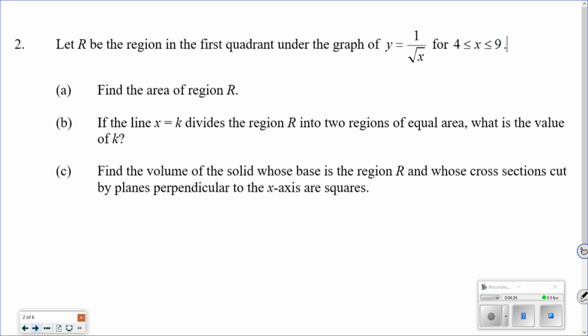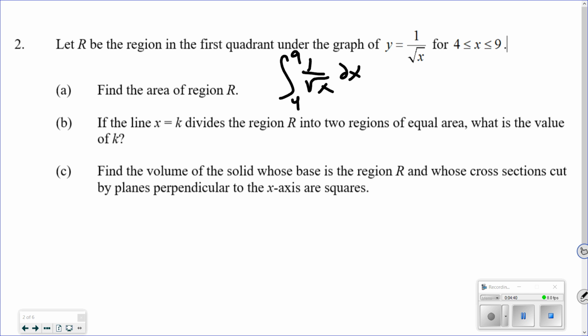This one's really similar, except for part B. Part B is kind of crazy. So I think I want to show you part B. Part A, find the area of region A. That's easy. It's just the integral of 1 over the square root of x from 4 to 9. Right, that gives me the area.